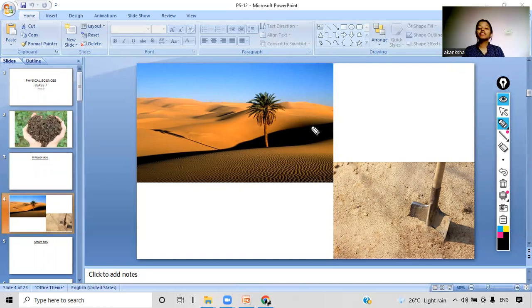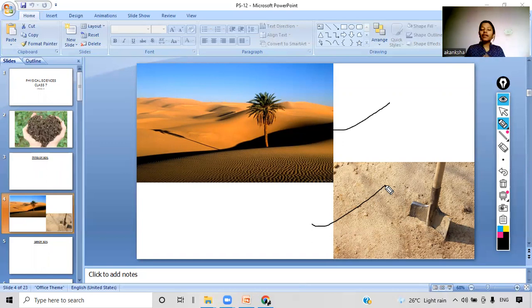As you all mentioned correctly, in the first picture we see a desert. And which type of soil does this desert have? Yes, it is sandy soil. Very good. And what about the second picture? The second picture is also showing a type of sandy soil. Although it is not as similar to the desert soil, it is kind of similar, and we can say that it is a sandy soil.